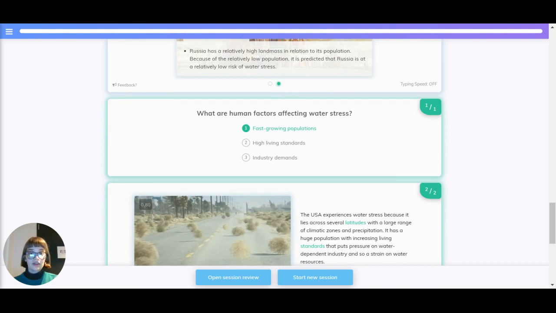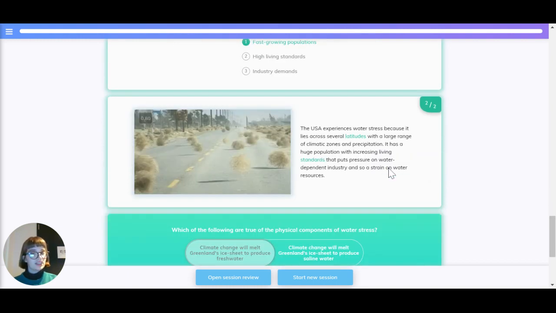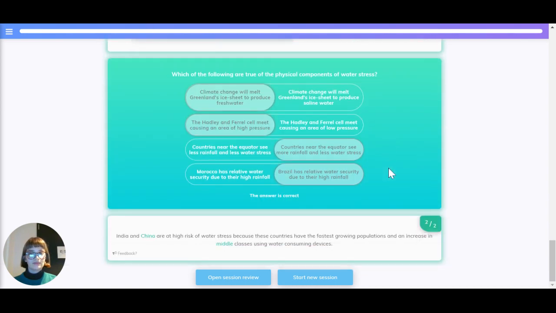Which factors that are human affect water stress? These are fast-growing populations, high living standards and industry demands. Why does the USA experience water stress? Because it lies across several latitudes with a large range of climatic zones and precipitation. It has a huge population with increased living standards that puts pressure on water-dependent industry and so strain on water resources.